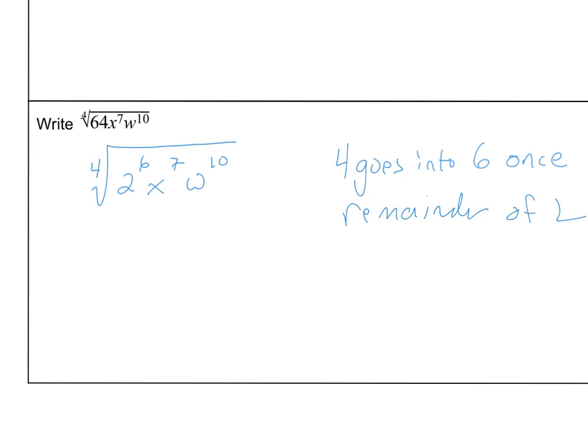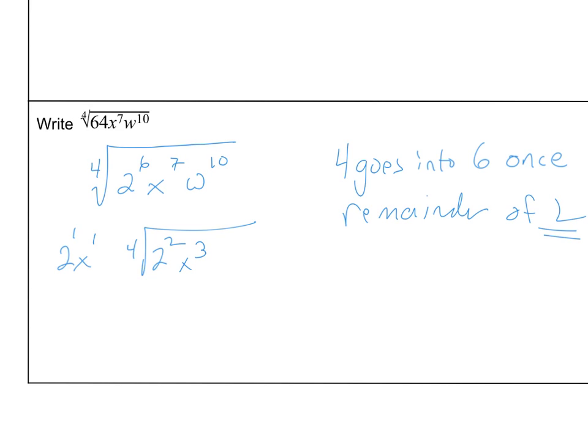So what I'll do is I'll know there'll be a 2 to the first on the outside, and since there's a remainder of 2, 2 squared on the inside. I know that 4 goes into 7 one time. So that means it's x to the first on the outside, and then there's a remainder of 3. So it's x cubed on the inside.